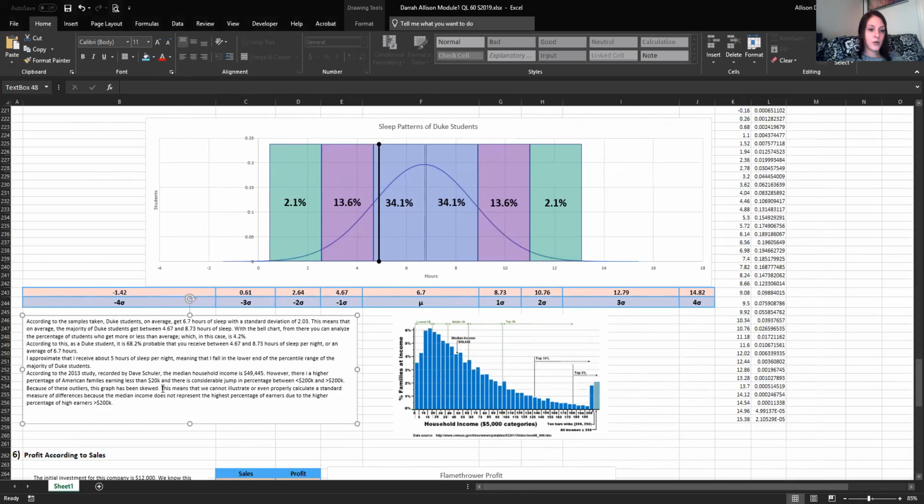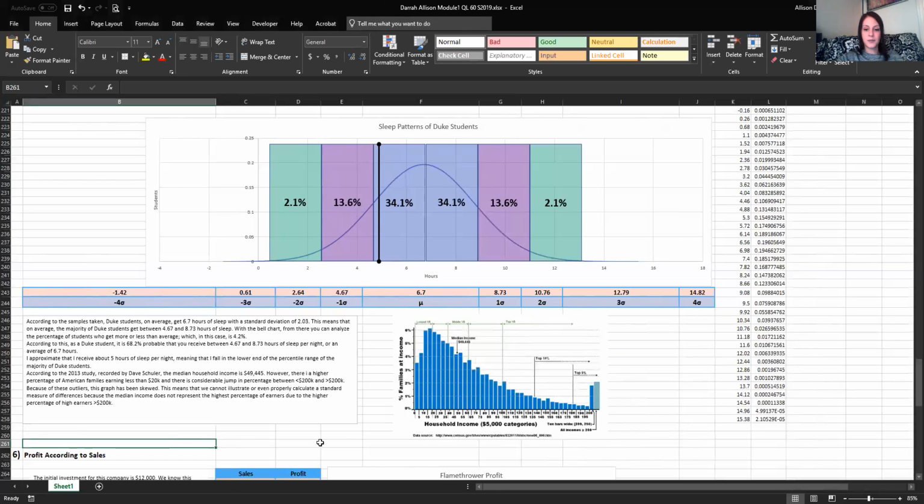According to the 2013 study recorded by Dave Schuler, the median household income is $49,445. However, there is a higher percentage of American families earning less than $20,000, and there is a considerable jump in percentage between less than $200,000 and more than $200,000. Because of these outliers, the graph has been skewed. This means that we cannot illustrate or even properly calculate a standard measure of differences because the median income does not represent the highest percentage of earners due to the higher percentage of earners who are making more than 200,000. So as I said, they skewed it.